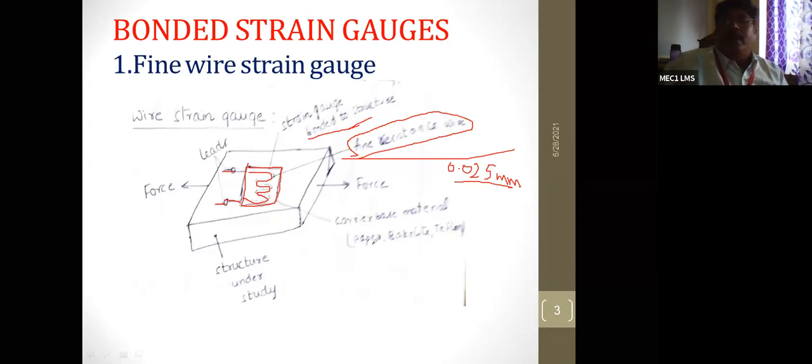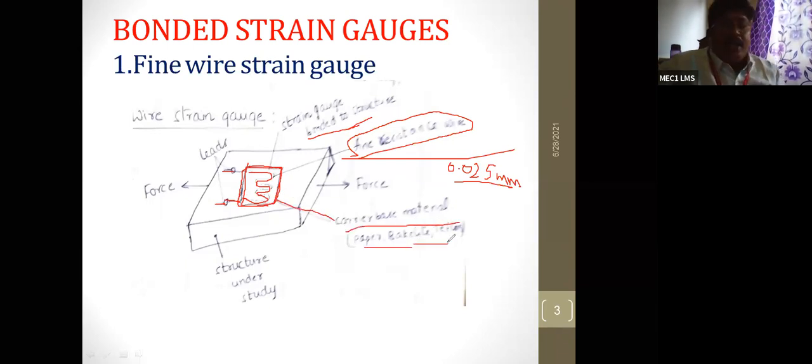If you observe here, this total material is a carrier base material. It is not appearing clearly, I took the snap and it is not bright. Carrier means paper, bakelite and Teflon. It is made up of paper, bakelite and Teflon.